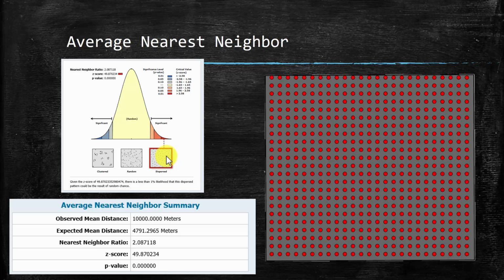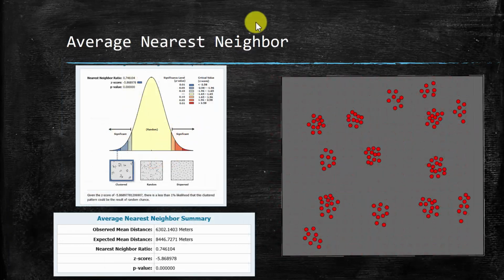And then looking at the other extreme, here we have some very clustered data, and now we can see that our results showed clustering. We got a low nearest neighbor ratio, a negative z-score, and a very low p-value. So again, this suggests that the data are clustered.